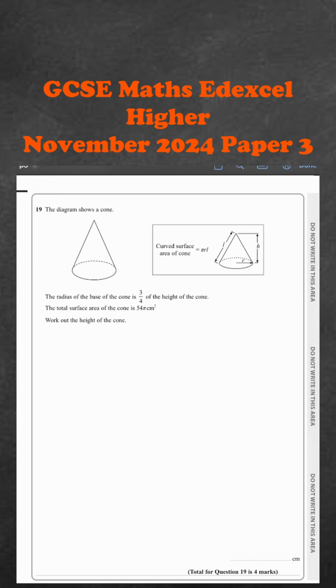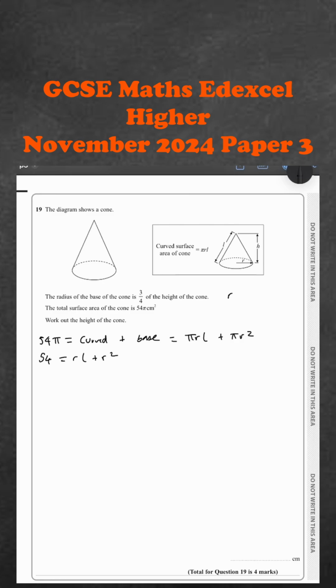Question number 19. The diagram shows a cone. The radius of the base of the cone is 3/4 of the height of the cone. The total surface area of the cone is 54 pi centimeters squared. Work out the height of the cone. So I'm going to start with the total surface area of the cone, which we are told is 54 pi. And that's going to be the curved area plus the base area. So that's going to be pi RL, as we're given in the question, plus pi r squared, by definition of the area of a circle. So let's just take a pi out of everything here because it's on each term. So 54 equals RL plus r squared.